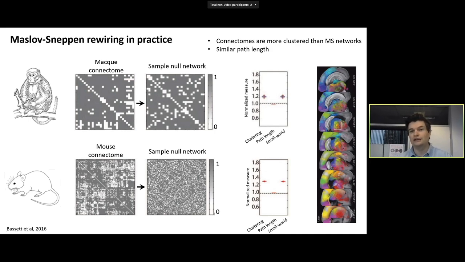So you see that the normalized clustering is greater than 1, and this is what we've normalized by, the Maslov-Sneppen rewired. So it suggests that the connectome is clustered to a greater extent than what we would expect in a random network. In contrast, the path length is exactly 1. The normalized path length is 1. So it's saying that the path length is what we'd expect in a random network, and small worldness is greater than 1. So these are small world connectomes, small world networks, which is a well-established fact.